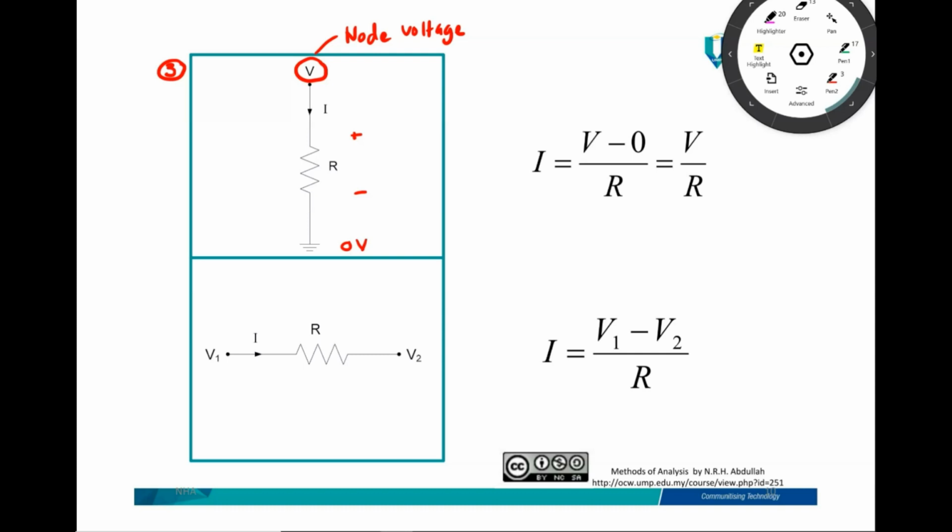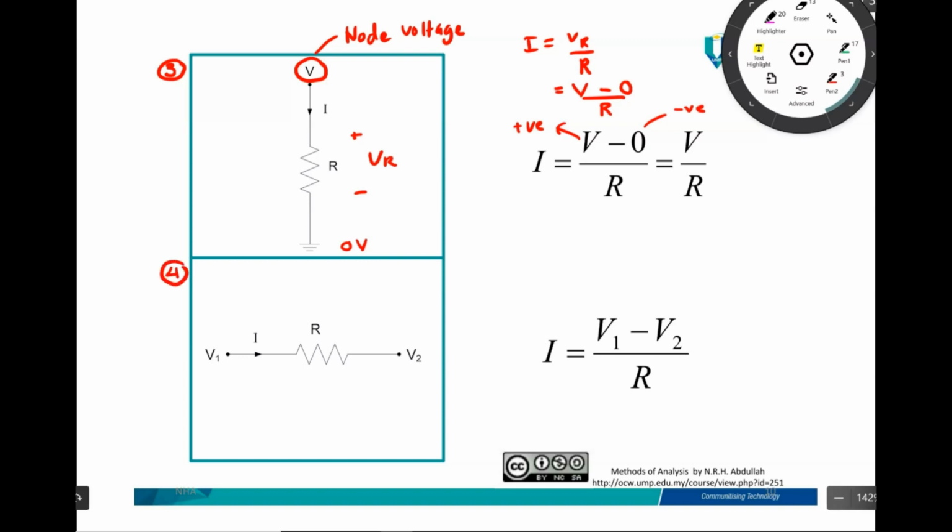Therefore, by using Ohm's law, I is equal to VR over R. So VR is the positive voltage minus the negative voltage, V minus 0, over the resistor. So V at the positive minus the V at the negative.